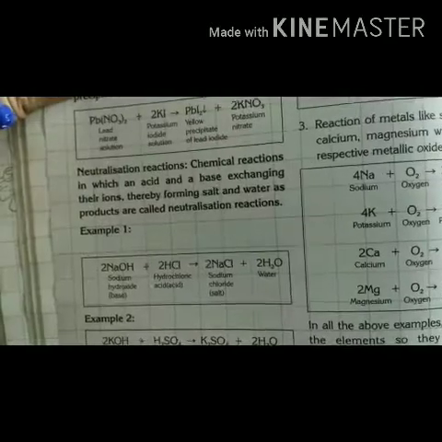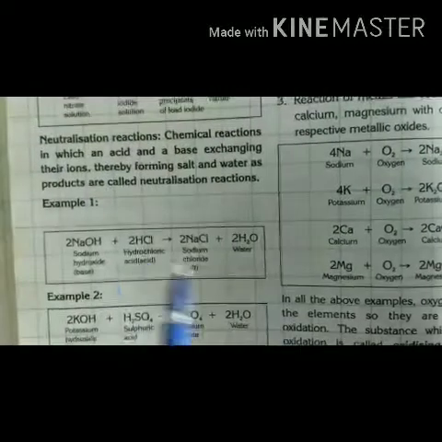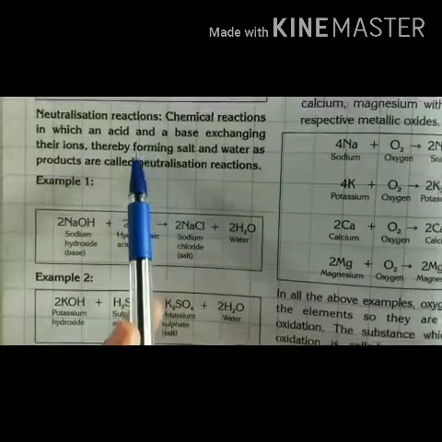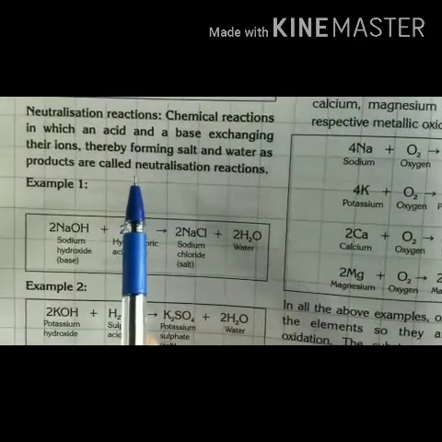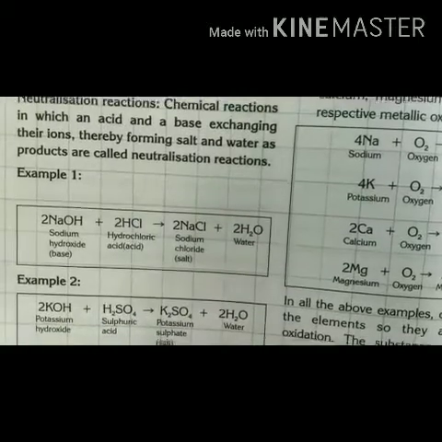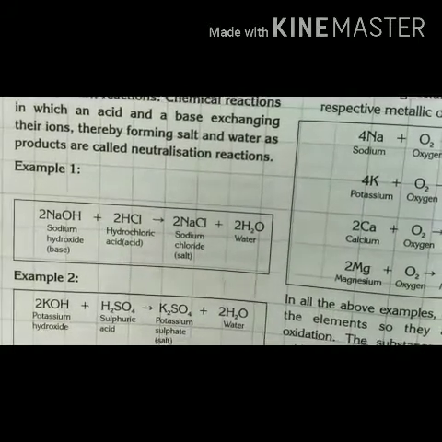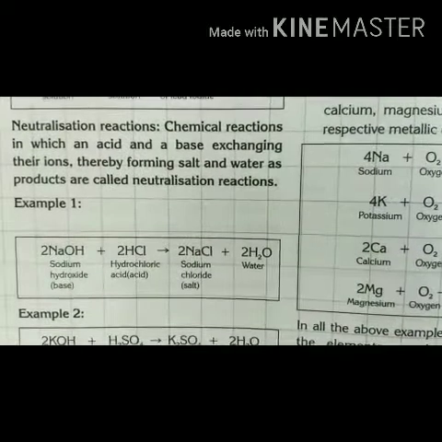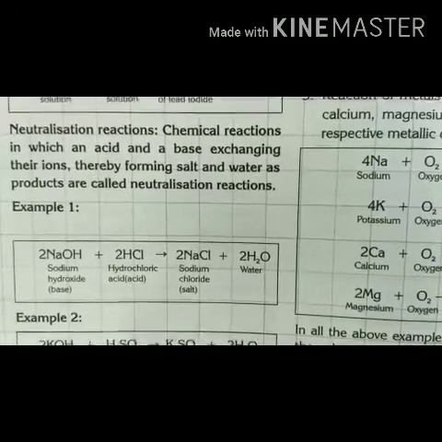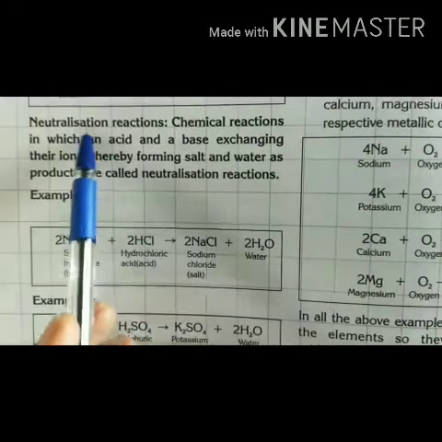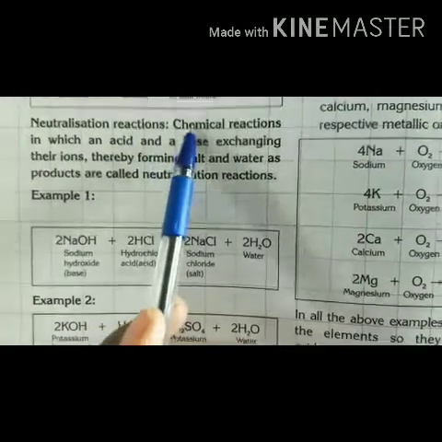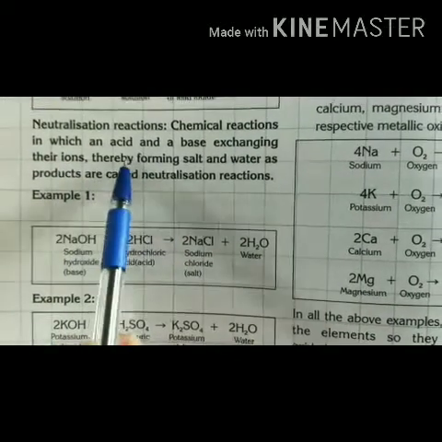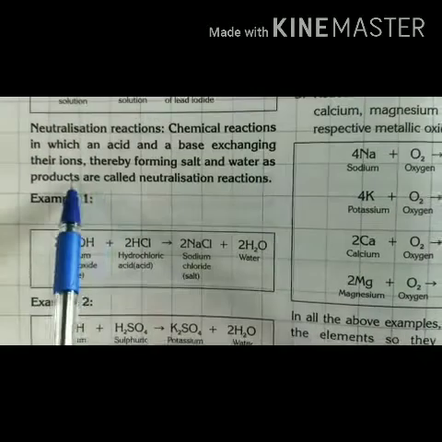Okay students, after the precipitation reaction you can see the neutralization reaction. So students, you are already aware of the meaning of neutralization. You neutralize a compound by mixing acid and base. Acid and base combined form salt, and salt is neutral in nature. So what is the definition of a neutralization reaction? A chemical reaction in which an acid and base exchange their ions, thereby forming salt and water as products, is called a neutralization reaction.